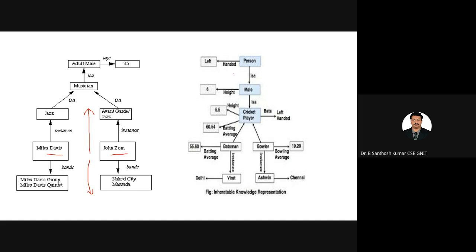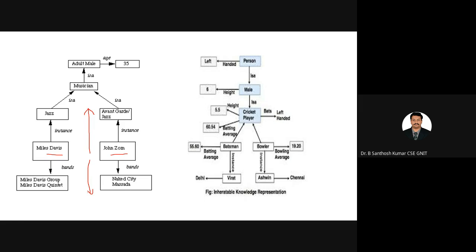It is purely related to cricket. Here, for a cricket player, the properties are given. His height is 5.5, his batting average is 60.54, and he is a left-handed batsman.